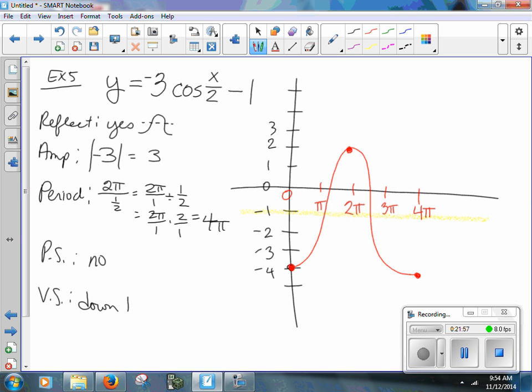Do you guys understand what she just asked? My pi won't be here where the curve crosses the x-axis. It's going to be halfway between 0 and 2 pi, because I always want to keep my intervals equal, right?